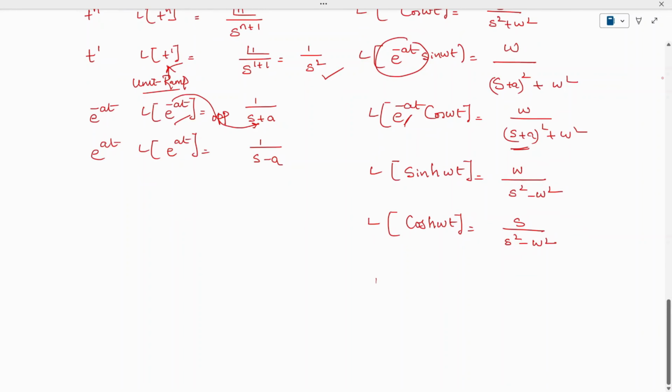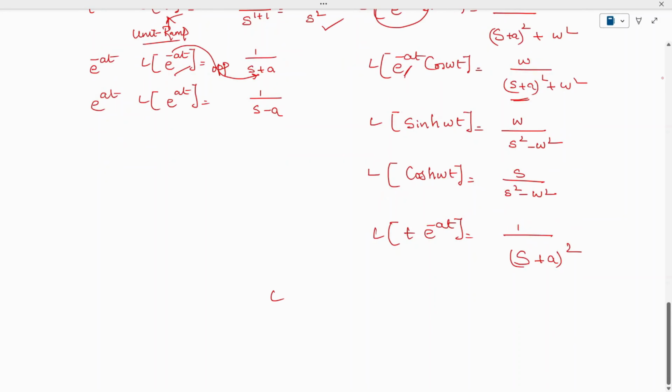Similarly, Laplace of t e to the power minus at. Laplace of t to the power n with n equal to 1 is 1 by s square. But s is replaced with s plus a, so 1 by s plus a whole square is the Laplace of this function.